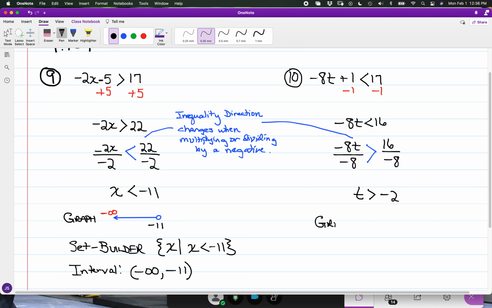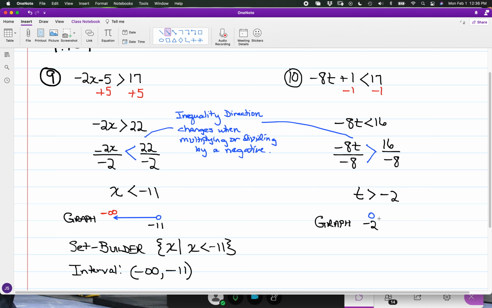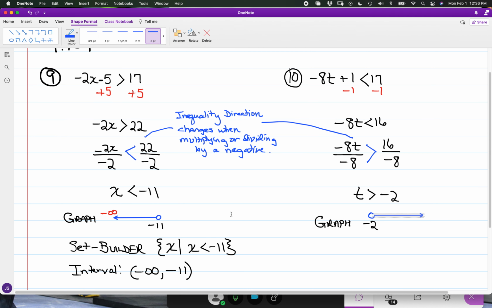And for the graph, we have negative 2 not part of the solution, so we have an open circle on this, and the values will be greater than negative 2. So this time the graph is going to proceed to the right.